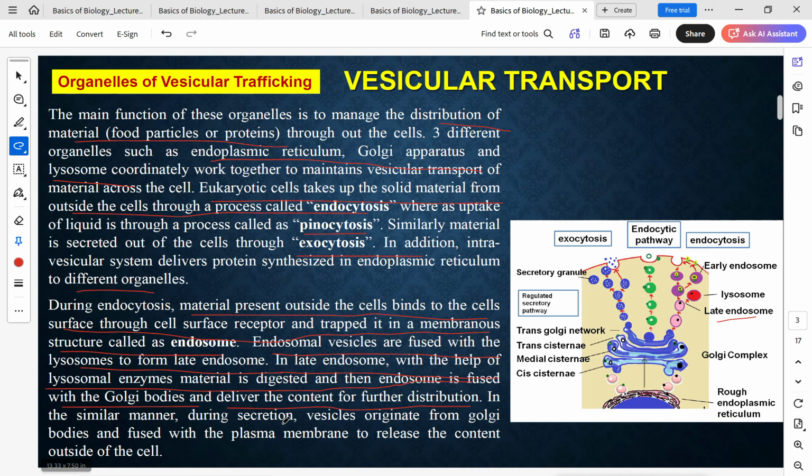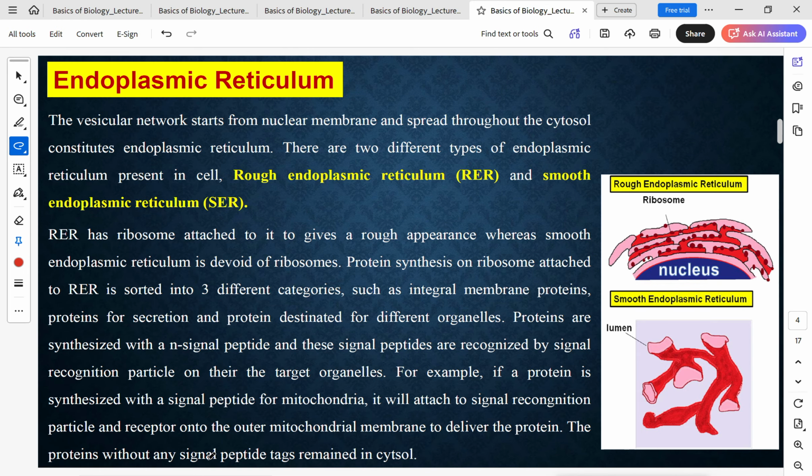In a similar manner, during secretion, vesicles originate from Golgi bodies and fuse with the plasma membrane to release the contents outside of the cell. So, as I said, there are three molecules involved in this.